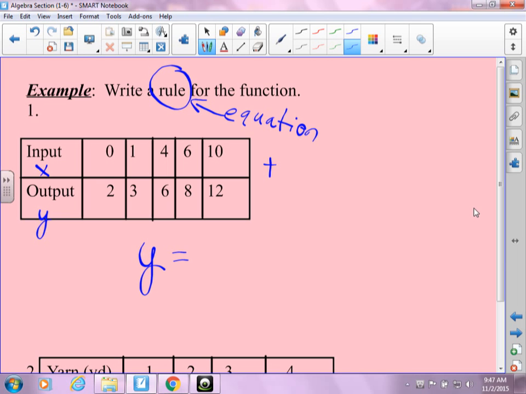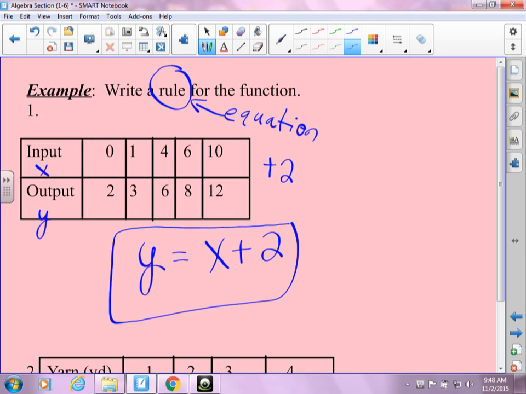Let's check this out and make sure that's correct. So 0 plus 2 is 2. Yes. 1 plus 2 is 3. Yes. 4 plus 2 is 6. 6 plus 2 is 8. 10 plus 2 is 12. Does that work? Yes. So I take x and I add 2 to it. And that is my rule, and I'm done. So you have to think about, what do I do to my input to get my output? And if you do that, you'll be fine.